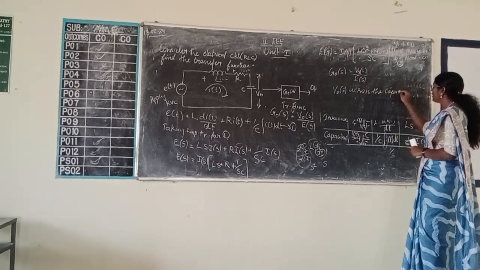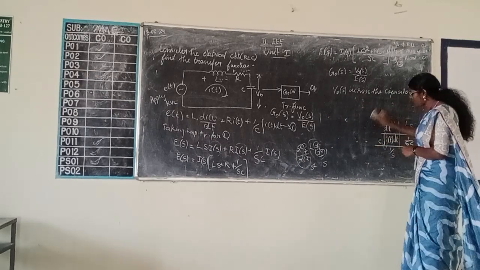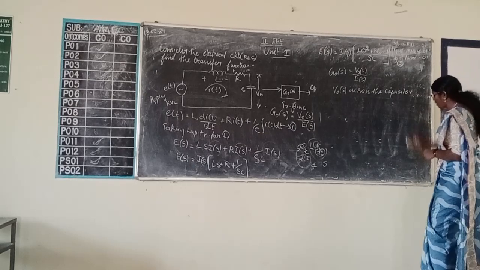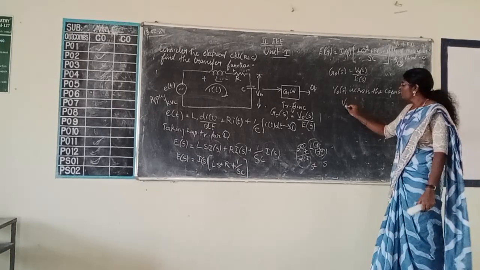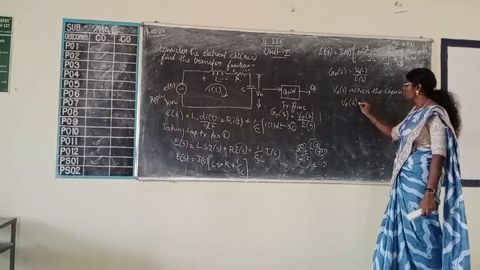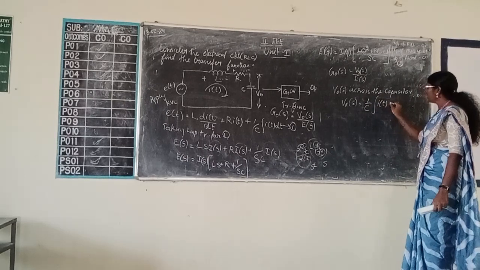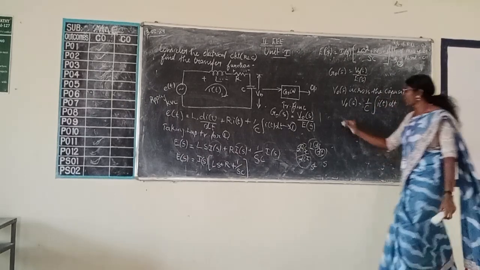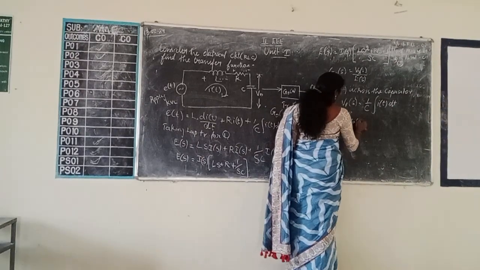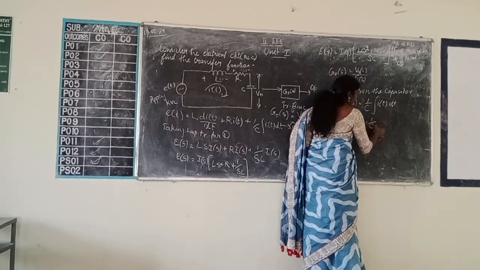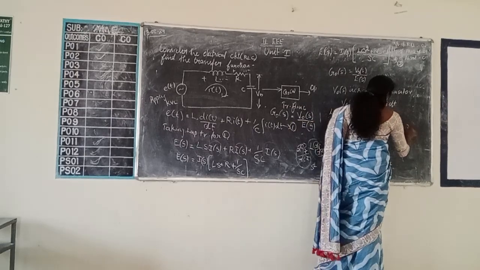So what is the voltage of the capacitor? We want to know, right? The voltage of the capacitor is the output voltage V naught. How can we write it now? The voltage of the capacitor V of t is equal to 1 by C integral of i of t dt. If we take the Laplace transform of this, V naught of S is equal to 1 by Cs times I of S. Consider this as the third equation.